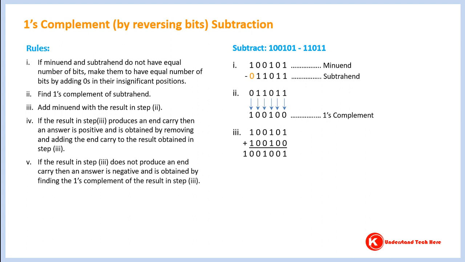Now we need to apply rule 4. According to rule 4, if the result in step 3 produces an end carry, then the answer is positive and is obtained by removing and adding the end carry to the result obtained in step 3. Here we have an end carry. According to the rule, we have to remove this end carry and add it. On adding the end carry, we get this. Note, rule 5 does not apply here. This is the final answer. So, we have done the 1's complement subtraction by reversing bits.